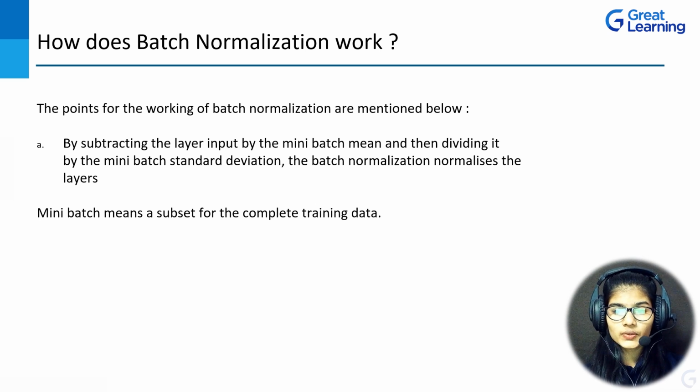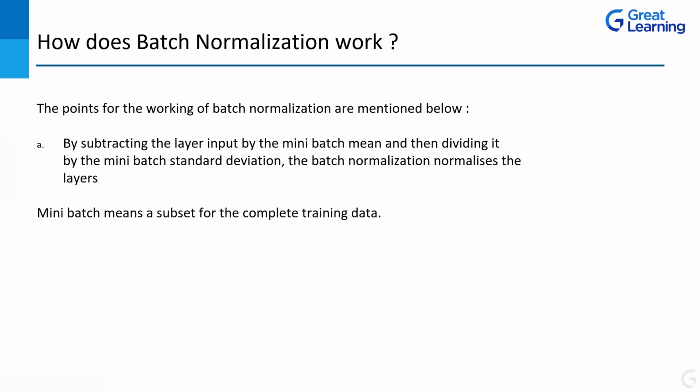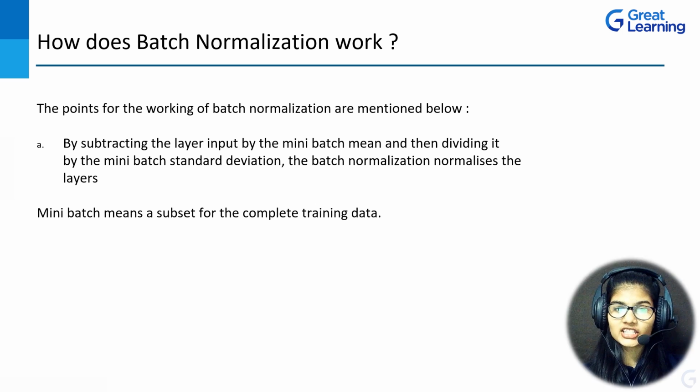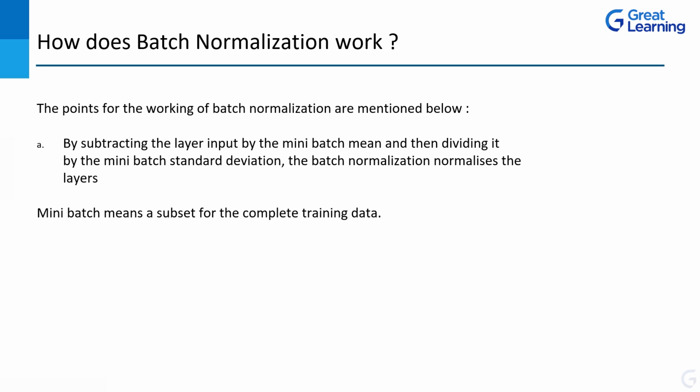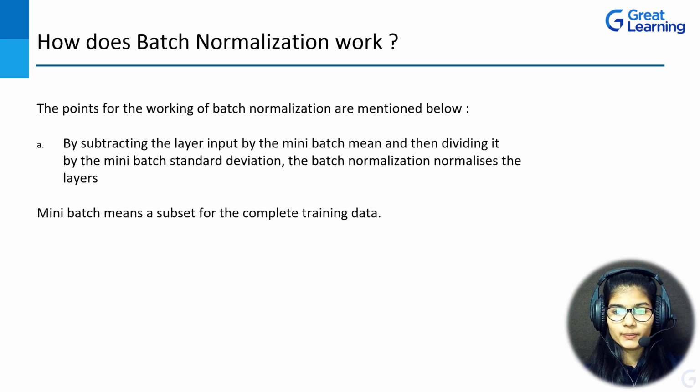Now, treat the complete training data as a set, and from that set we take a small part or a small set. That small set from the complete training data is called the subset, and that subset is known as the mini batch, right? Firstly, I hope I am very clear about what we mean by mini batch.